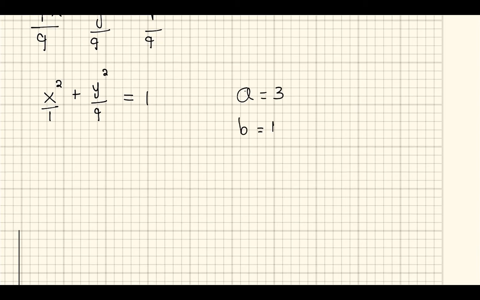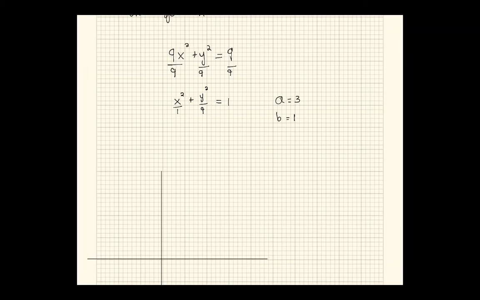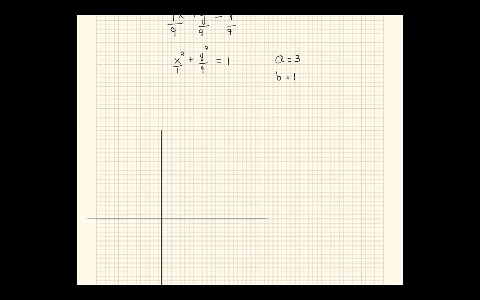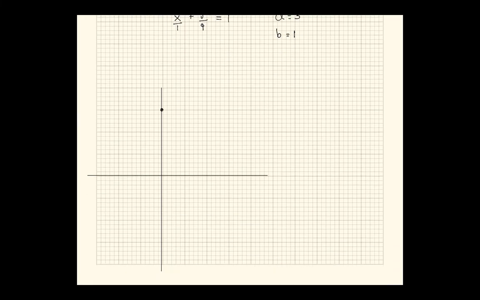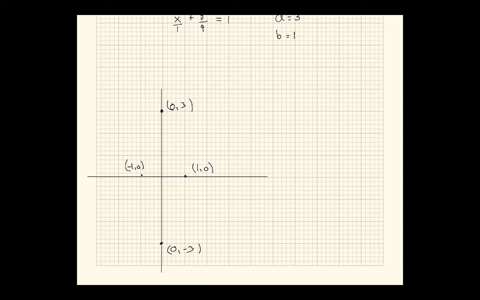b is still going to be 1, and we're going to use that information to find where our foci are going to be. So, again, that goes 1, 2, 3 up here, 2, 3 down here. So this is (0, 3), (0, negative 3). The b was 1, so that's (1, 0), (negative 1, 0). Okay, looks like this. That'll have to do.